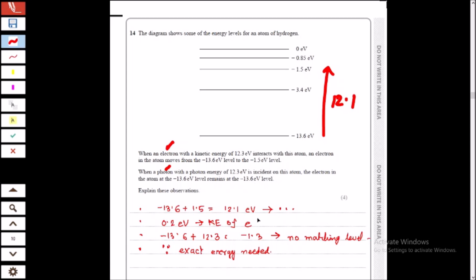Good. However, when we give a photon, we only need an energy of 12.1 to transfer the electron. But when we give a photon of 12.3, this photon energy does not match the energy that we need. Therefore, the electron does not jump. Only when the energy gap exactly matches the photon energy will the electron jump.